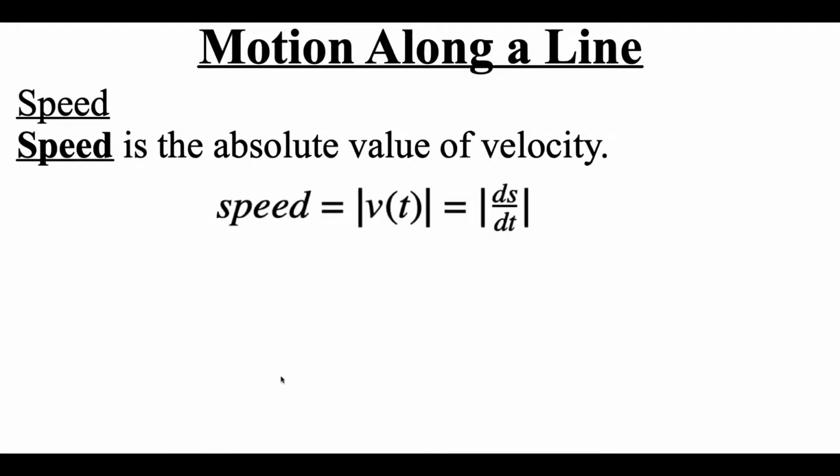Now, when we talk about speed, speed doesn't really care about the direction of travel. Speed is just how fast something is going. So speed is the absolute value of velocity. So we can say speed is the absolute value of that v of t, or we could say that speed is the absolute value of ds dt, so the derivative of that position function with respect to time.